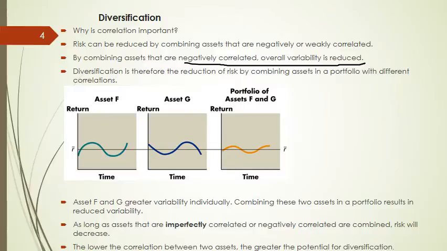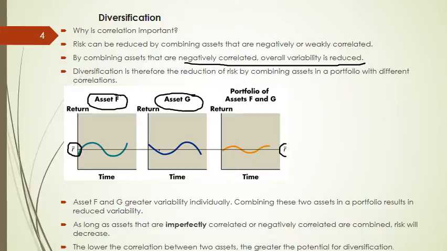So diversification is therefore the reduction of risk by combining assets in a portfolio with different correlations. And below you see two assets, asset F and asset G, and what we are going to do is combine these two assets into a portfolio consisting of F and G. And in this diagram, what you have is the expected returns for these assets. So this is an expected return for asset F.